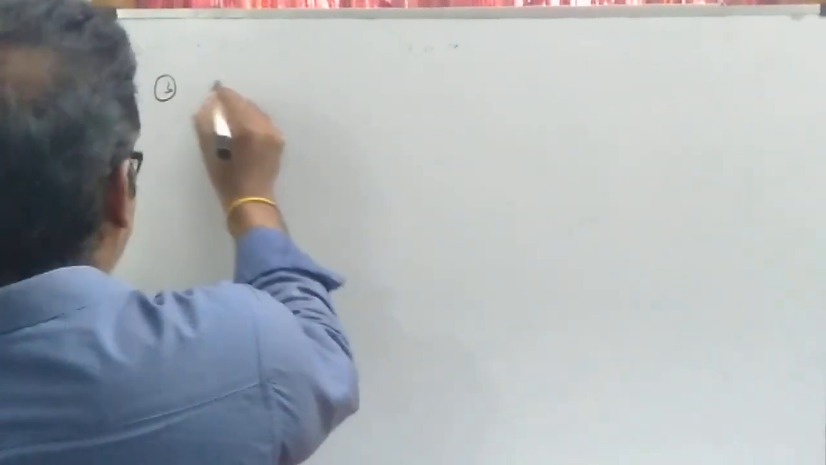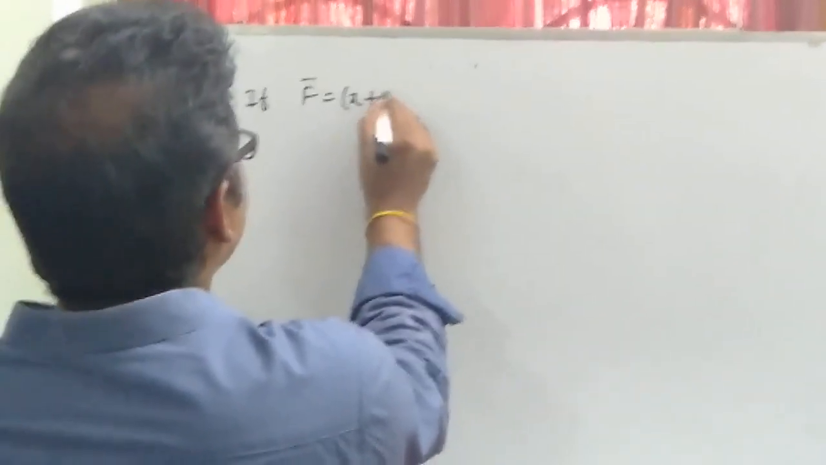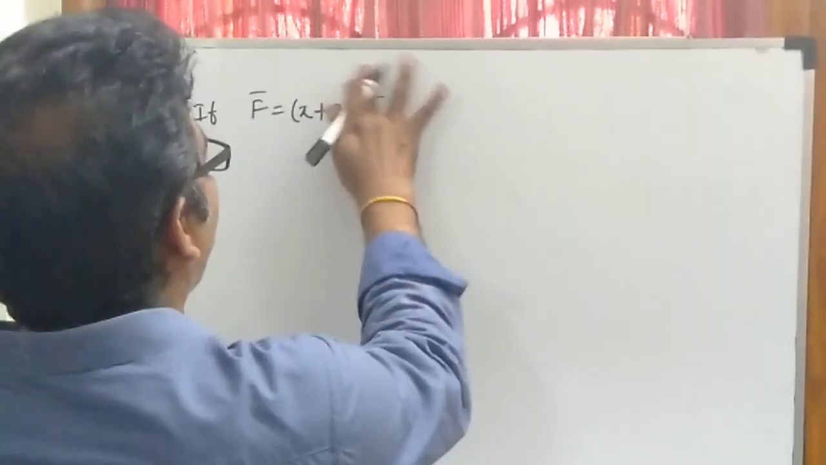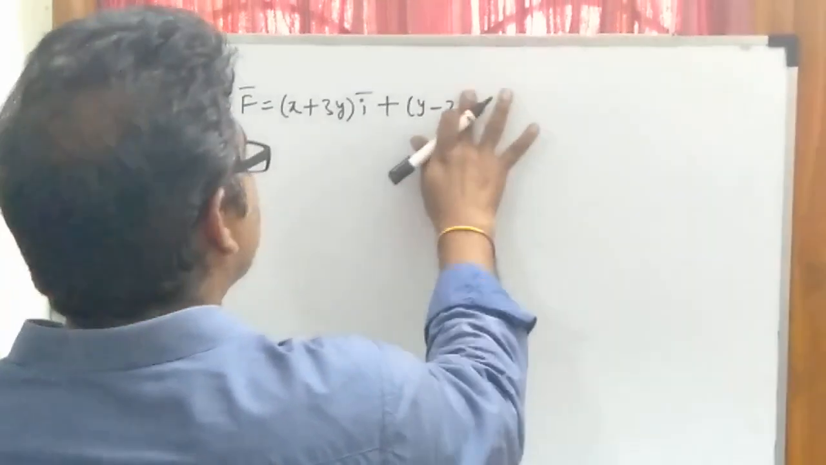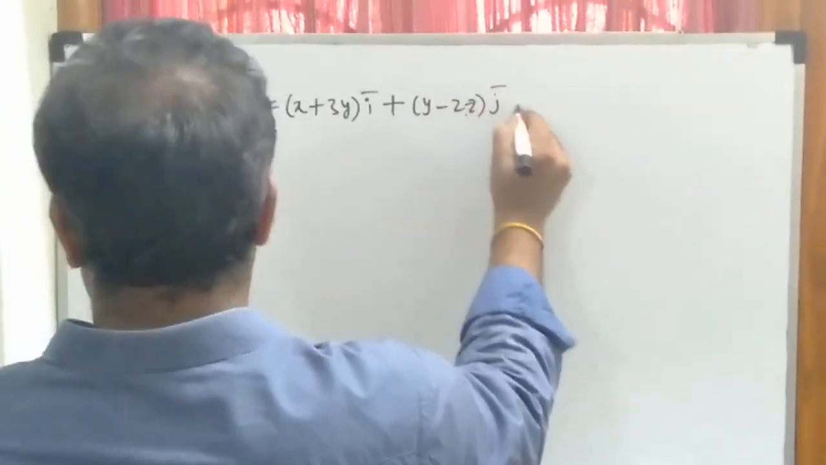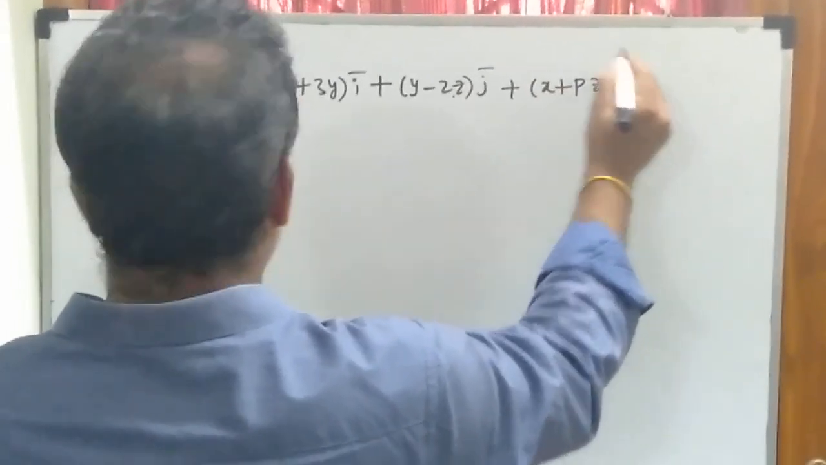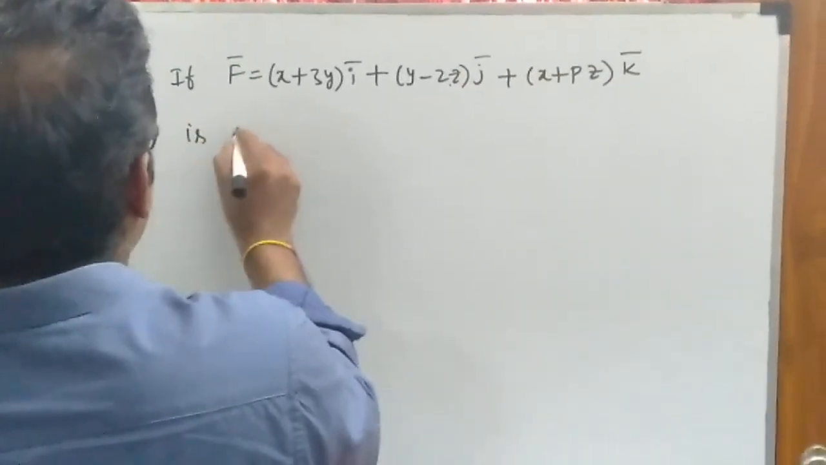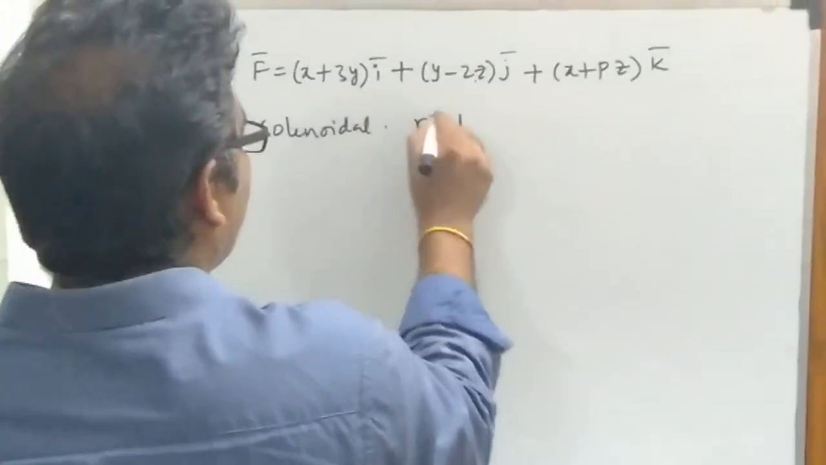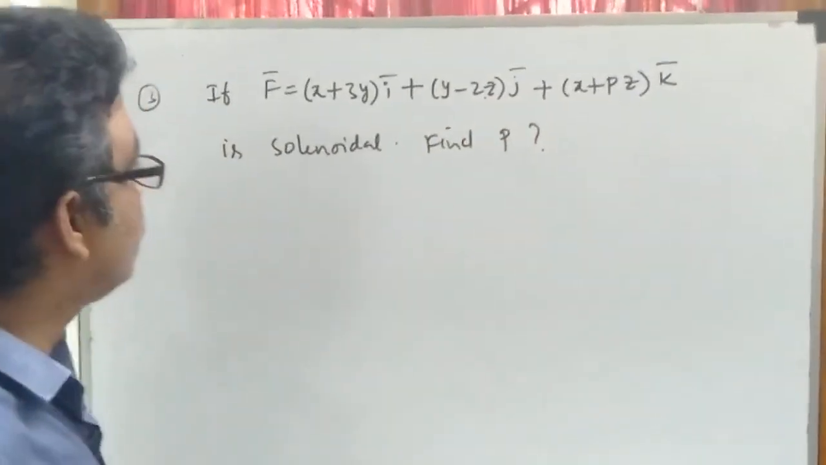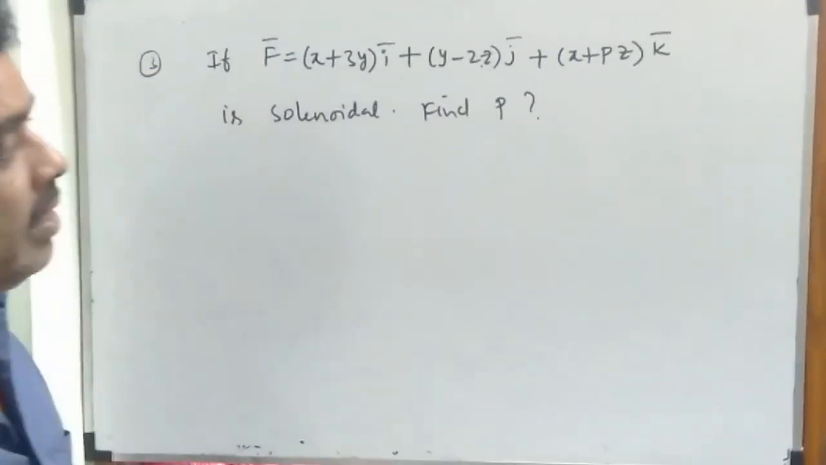Next, third problem. If f bar is equal to (x plus 3y) into i bar plus (y minus 2z) into j bar plus (x plus pz) into k bar is solenoidal, find p. So if the given vector is a solenoidal vector, find the value of p.